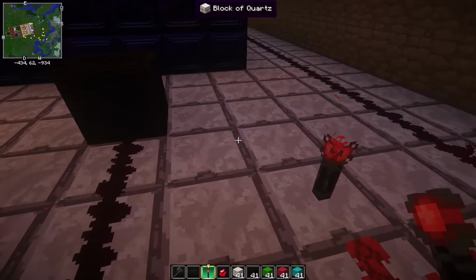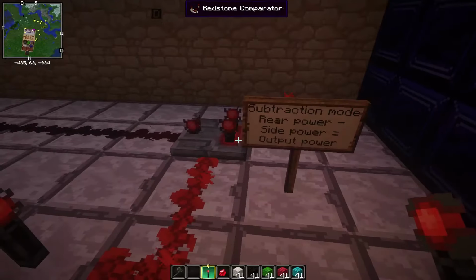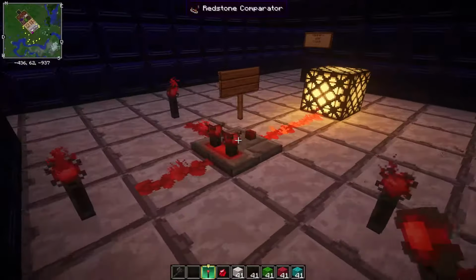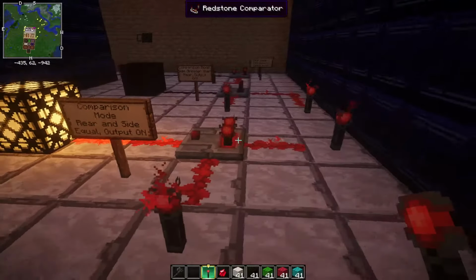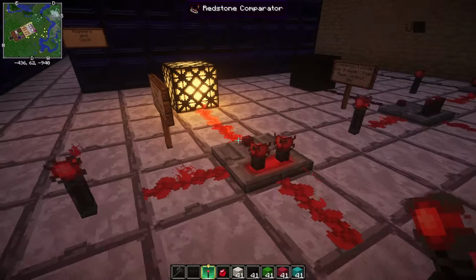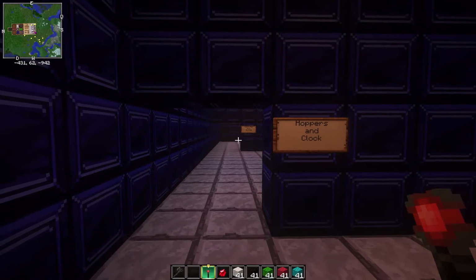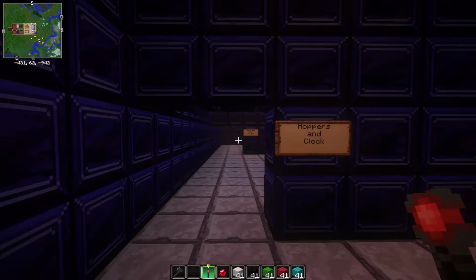But that is the comparative mode and the subtraction mode for the comparator, and hopefully that makes a little bit more sense, and you guys will get used to using these things more in class. Alright, so join me next when we discuss how to use this with hoppers and to make a hopper clock, which is one of the best clocks you can make in the game for many different reasons.